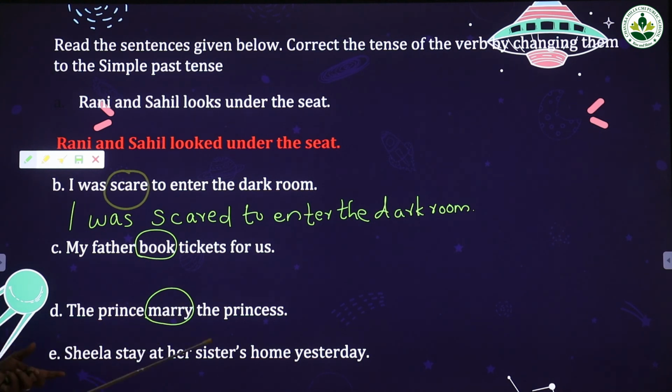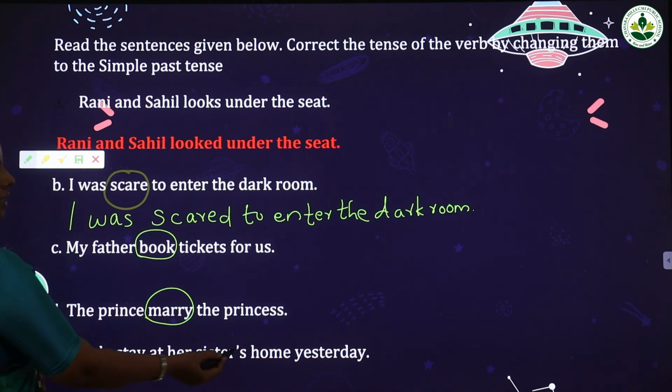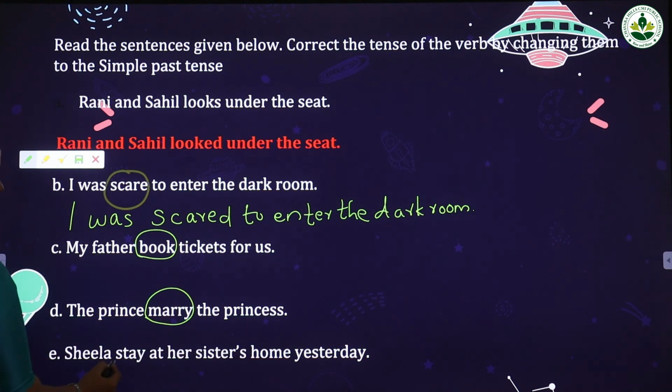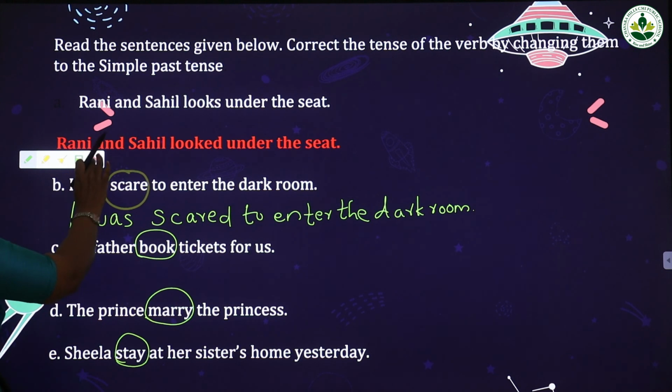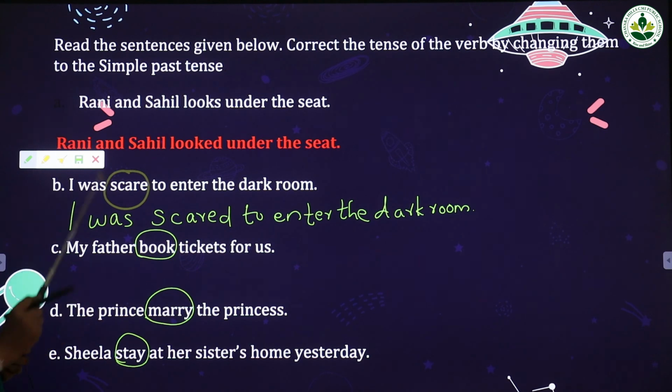It will be married. So remember the rule. If a verb ends with a consonant and followed by y, what we have to do. Then the fifth one is Sheila stay at her sister's home yesterday. And in this sentence stay, this is the verb. You have to form the past tense of this word stay. Okay, these are the works you have to do in your textbook, and we will be checking the answers during our live session. Okay, so you can refer these two examples and do the rest of the 3 sentences.